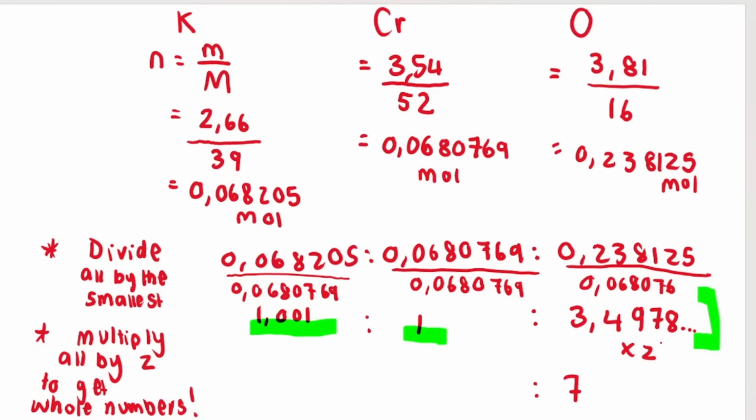However, because I've multiplied the third part of our ratio by 2, I have to multiply all the parts of the ratio by the same number. So what you do to the one part, you have to do to all the parts. So 1 times 2 is going to be 2. And then 1,001 times 2 is going to basically be 2,002.